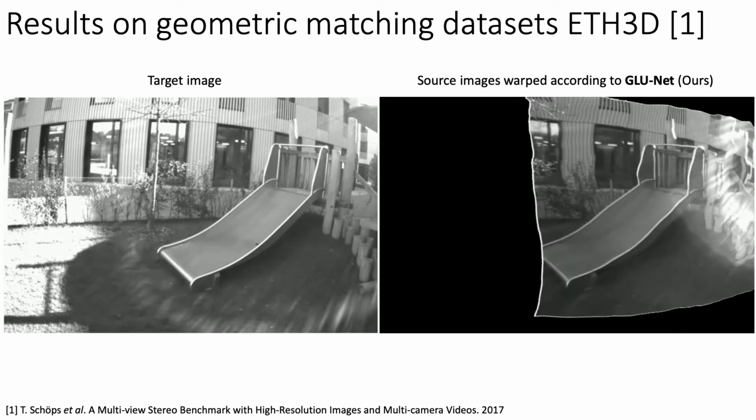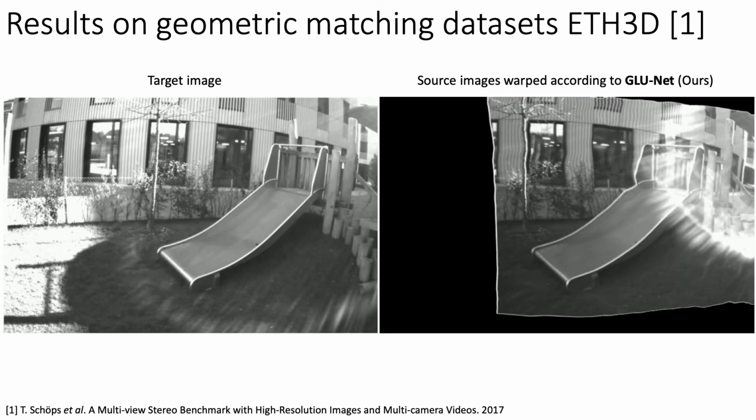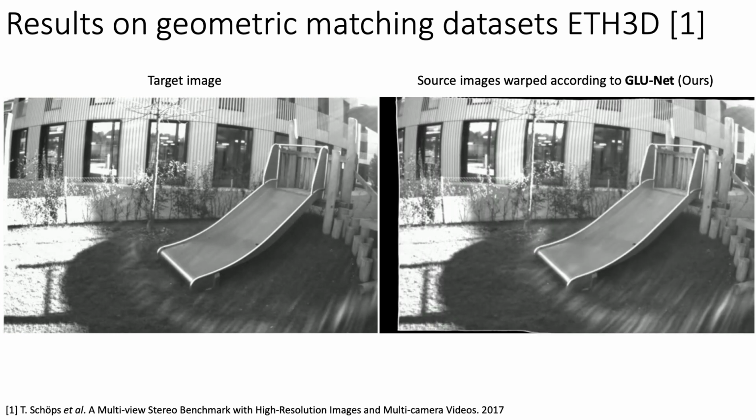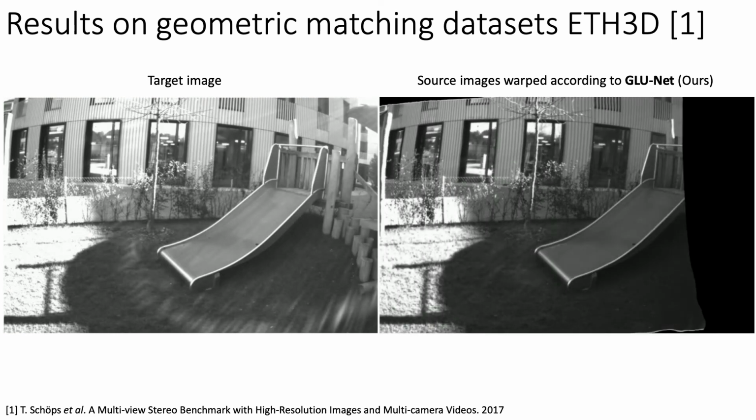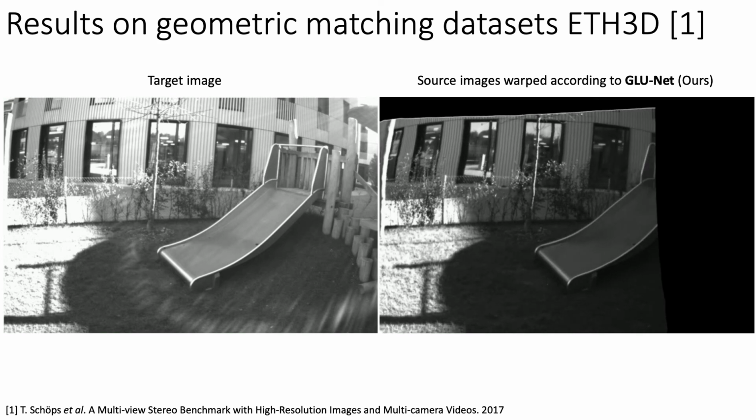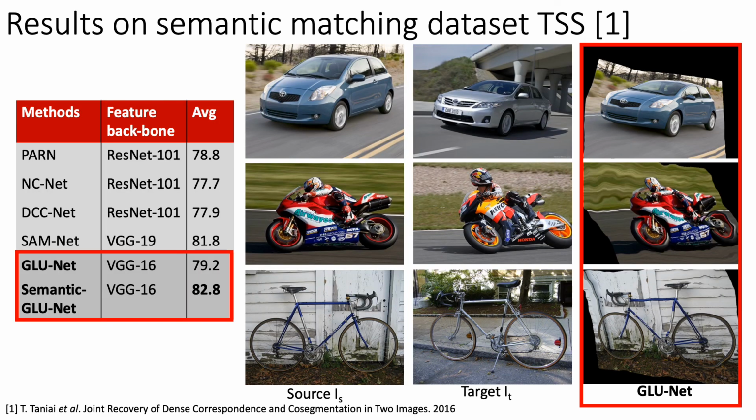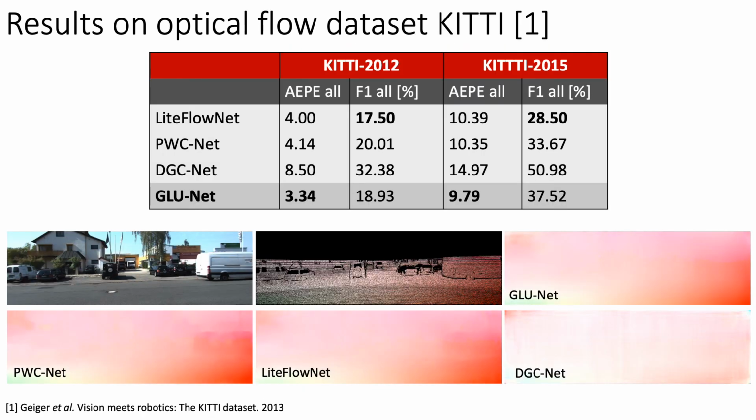We then apply GLU-Net to the source images, and we see that it obtains much more stable results and that it is accurate for any type of displacements, small and large. On the semantic matching dataset TSS, GLU-Net also obtains state-of-the-art results, and our dedicated semantic version of GLU-Net outperforms all previous approaches. Finally, GLU-Net also obtains very competitive results on the KITTI dataset.